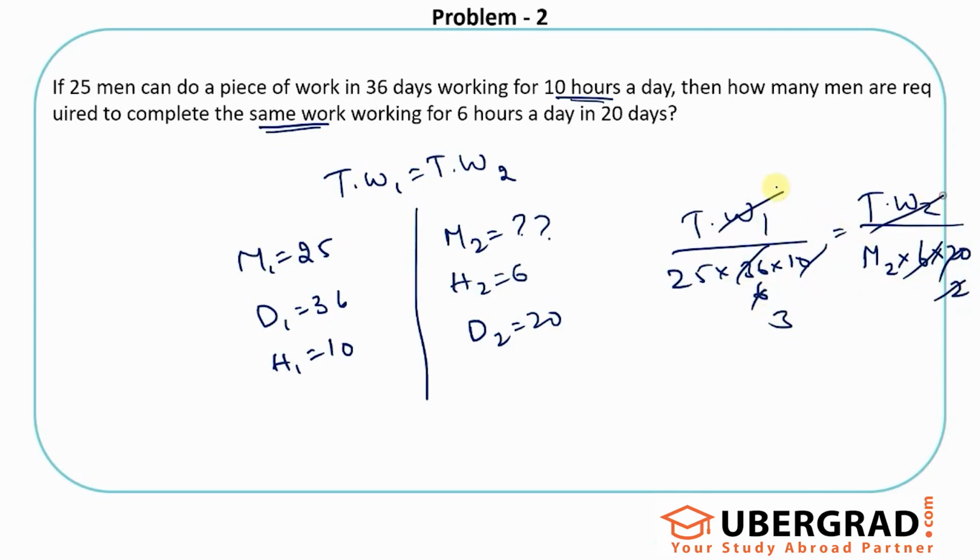They get cancelled because they're the same. So that will give me M2 as 25 into 3, 75, right? That's why it's important to stick to this formula, right? Again, why am I focusing on total work?